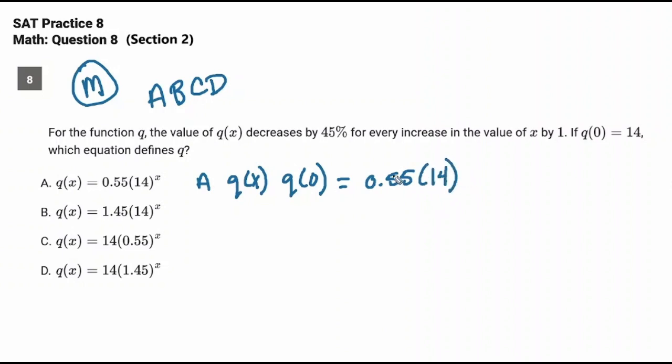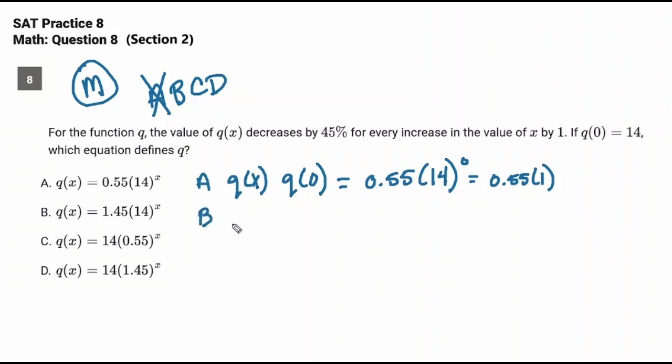Every time you see an x, you're going to put in a 0. Well, anything to the 0 power is 1. So this is 0.55 times 1. You're supposed to get 14. Do you get 14? No. You get 0.55. So that didn't even work there.